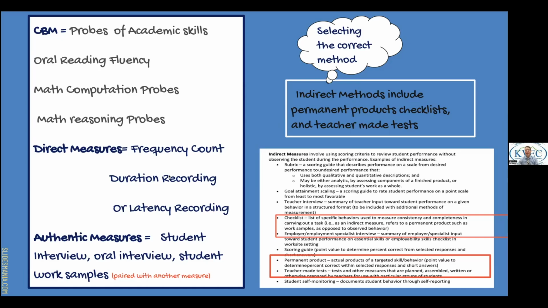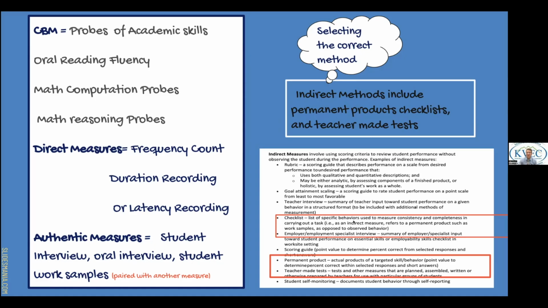We're still going to have raw data. We're still going to have numbers that we can measure. And then even when you're looking at authentic measures, this is student interview, oral interview, student work samples, you always have to pair that with another measure to make it quantifiable. And so when we're thinking about that, it's just important. And then, of course, those indirect measures can include things like permanent products, checklists, and teacher-made tests.